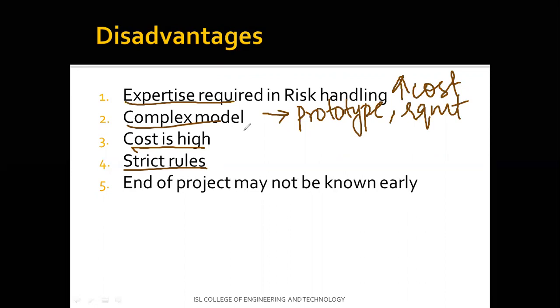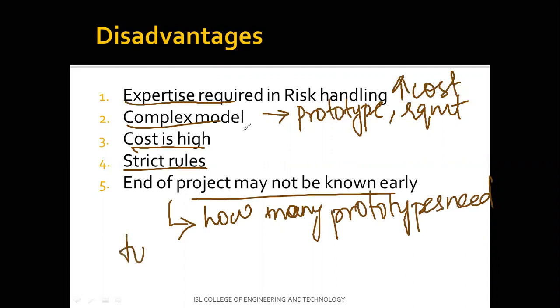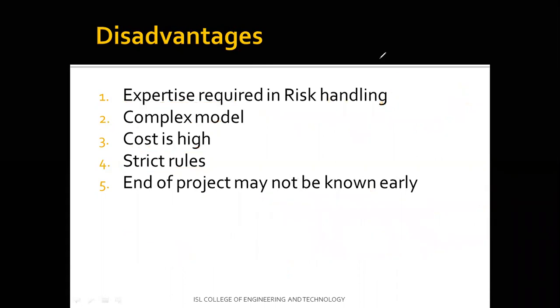Then the next one is that the end of the project may not be known early. The end of the project is not known early because you do not know how many prototypes you have to develop before you have the end project. How many prototypes need to be developed is not known. That is why you do not know when the end is going to be there for this particular project.